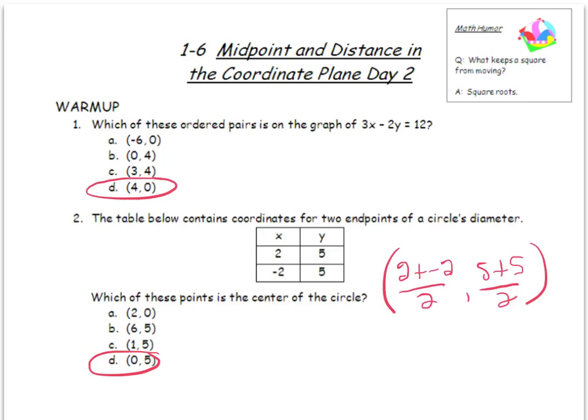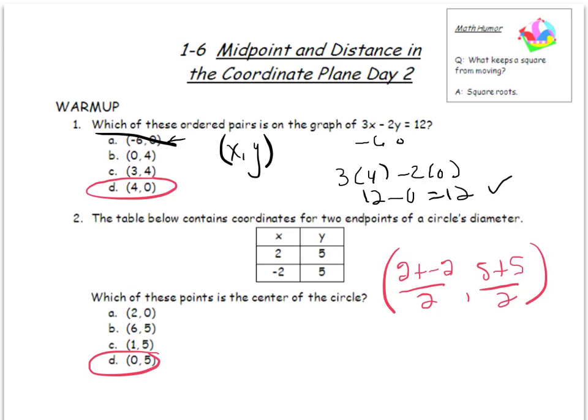All right, you guys, the first one says, which of these ordered pairs is on the graph? Remember, in order to see if it's on the graph, your coordinates x and y both have to go in and satisfy the equation. So when you went through A, B, C, and D, if you plugged in -6, 0, so -6 here and 0 here, you don't end up equaling 12. So that doesn't work. You go through and you try each one, and when you get to D, 4, 0, well, 3 times 4 minus 2 times 0. 3 times 4 is 12, minus 0. That does give you 12, hence the reason why D works.